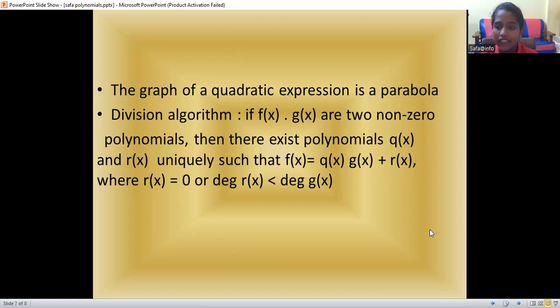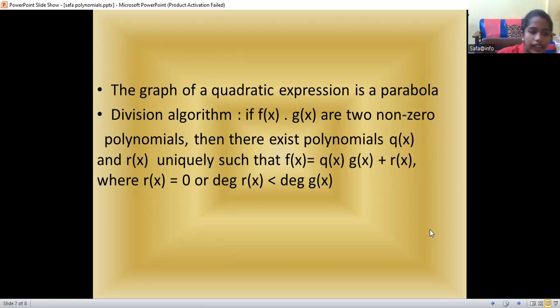Such that f of x, we have a formula to solve this division algorithm, that is f of x is equal to q of x into g of x plus r of x, where r of x is 0 or degree r of x is lesser than degree g of x. So they are telling that r of x is equal to 0, or we can also tell that the degree of r of x is lesser than the degree of g of x. The degree of g of x is greater than the degree of r of x.